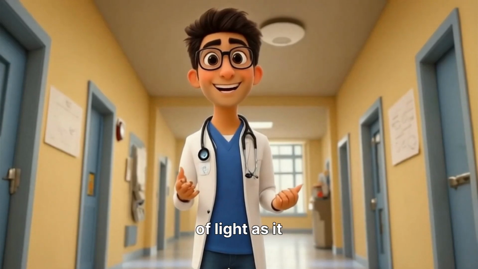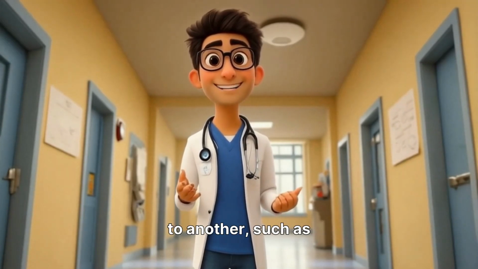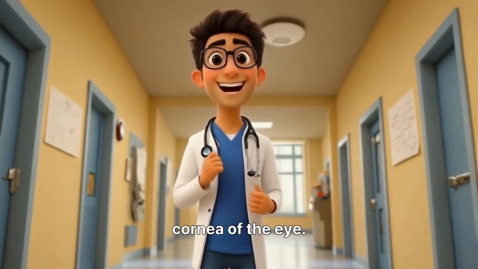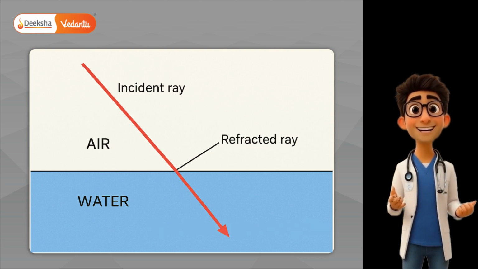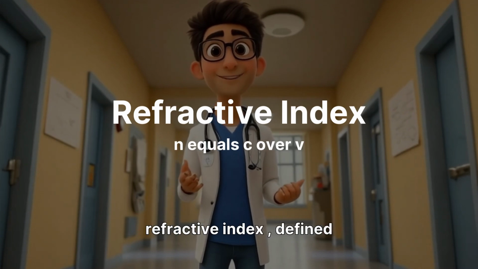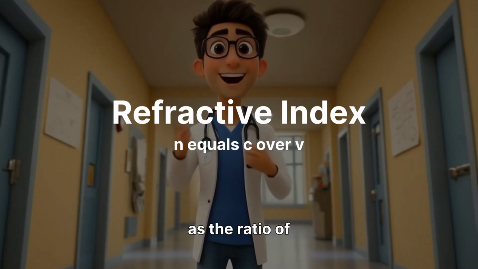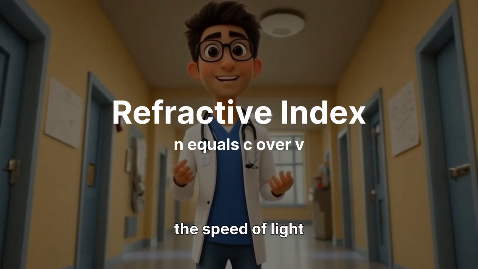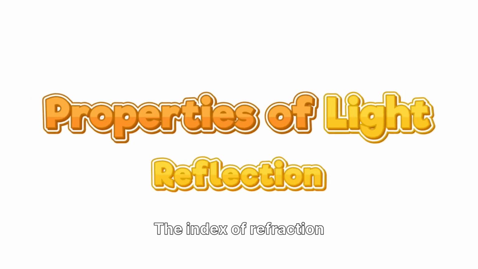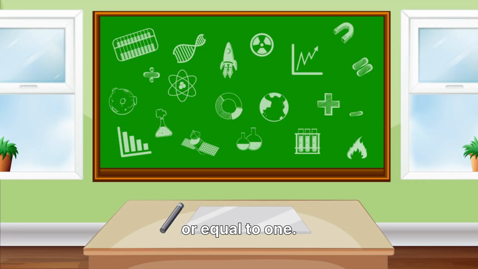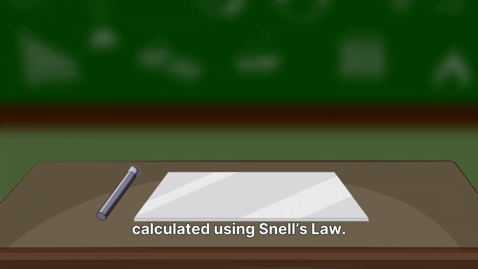Refraction is the bending of light as it passes from one medium to another, such as from air into the cornea of the eye. This occurs because the speed of light changes as it moves through different materials. This change in speed is quantified by the refractive index, defined as the ratio of the speed of light in a vacuum to the speed of light in the material. n equals c over v. The index of refraction is always greater than or equal to 1. The exact bending is calculated using Snell's law.